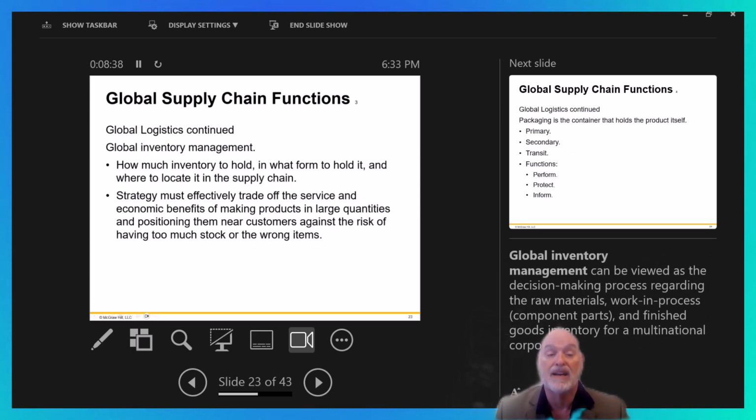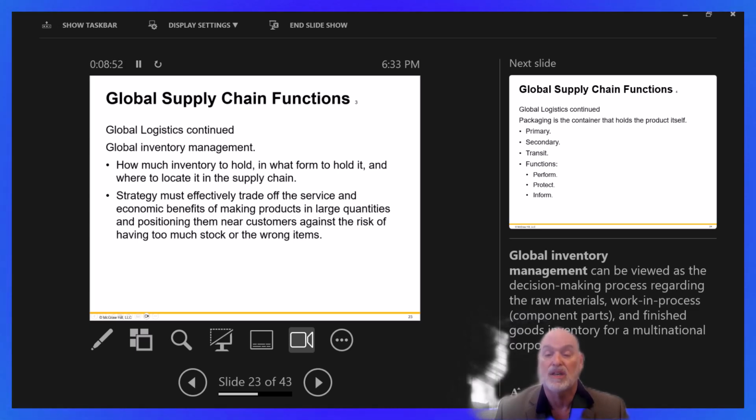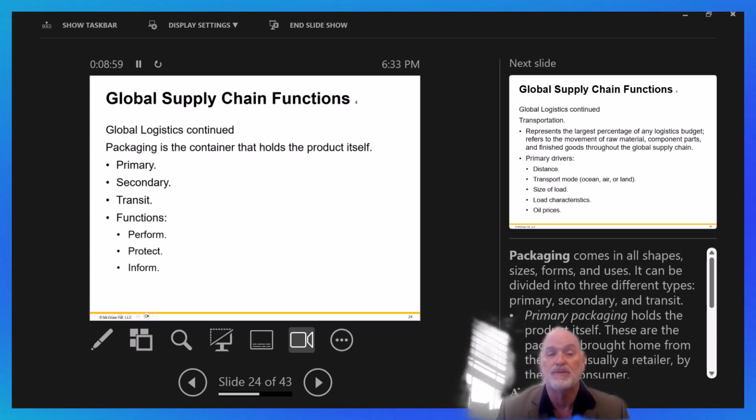Global inventory management: how much inventory to hold, in what form to hold it, and where to locate it in the supply chain. Strategy must effectively trade off the service and economic benefits of making products in large quantities and positioning them near customers against the risk of having too much stock or the wrong items. Packaging is the container that holds the product itself. You have the primary, you have the secondary, what's being used in transit. And the functions of it are to perform, protect, and inform.